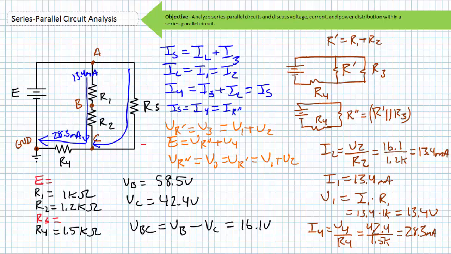If 28.3 milliamperes is leaving node C and traveling through R4, this means 28.3 milliamperes must have entered node C. Given we've already solved for current entering node C via the left branch to be 13.4 milliamperes, we can solve for I3 by substituting these values into our KCL analysis at node C, where I4 equals I3 plus I left, and solve for I3. Substituting in the necessary values and solving for I3, we find I3 equals roughly 14.9 milliamperes.